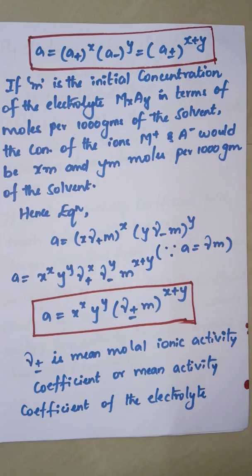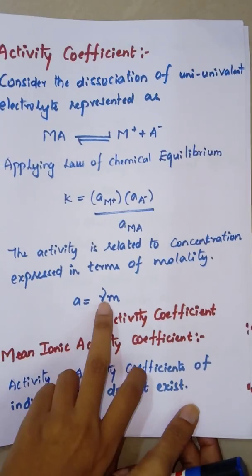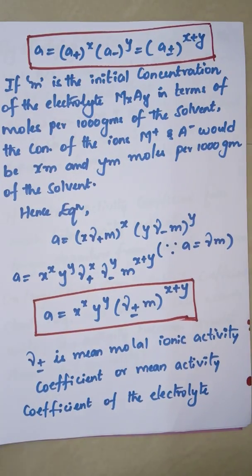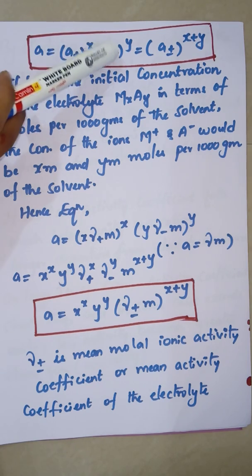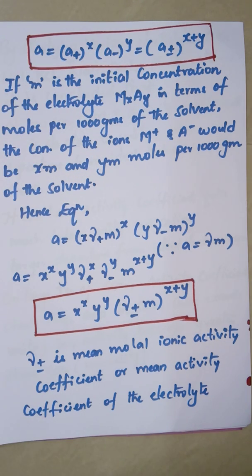The same equation we can write in terms of gamma also, that is your activity coefficient, which we have determined, written in the first page. The same equation you can write: gamma is equal to gamma plus power x, gamma minus power y, that is equal to gamma plus or minus power x plus y. That has appeared in CSIR once.